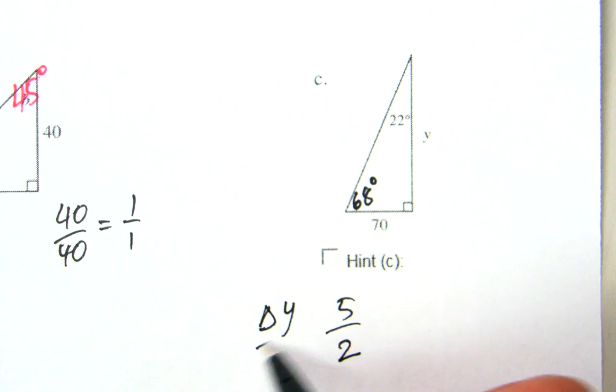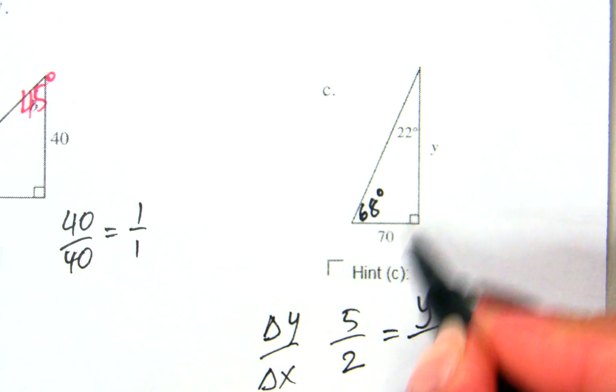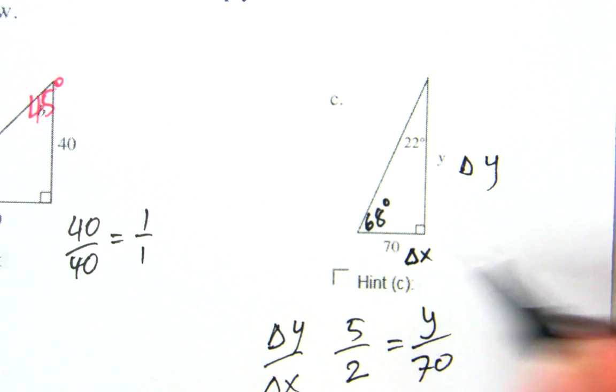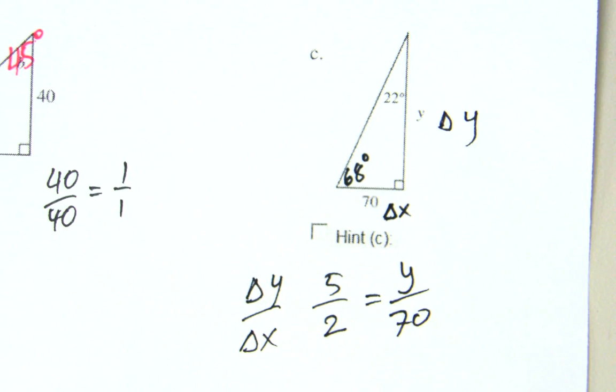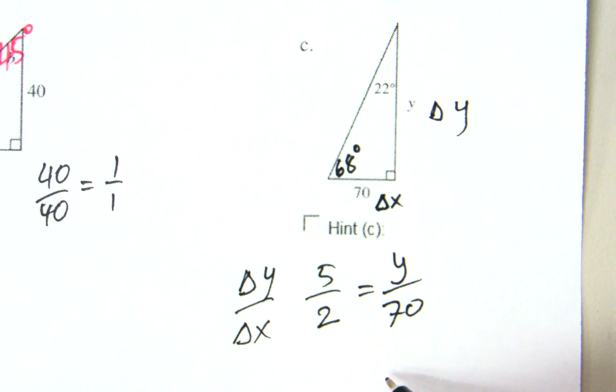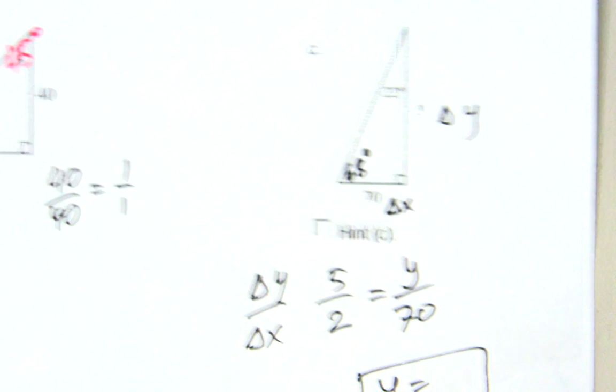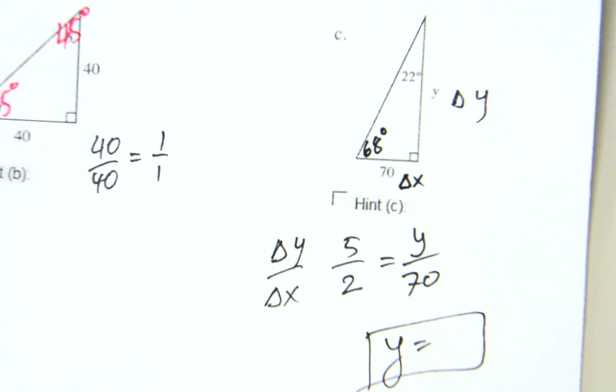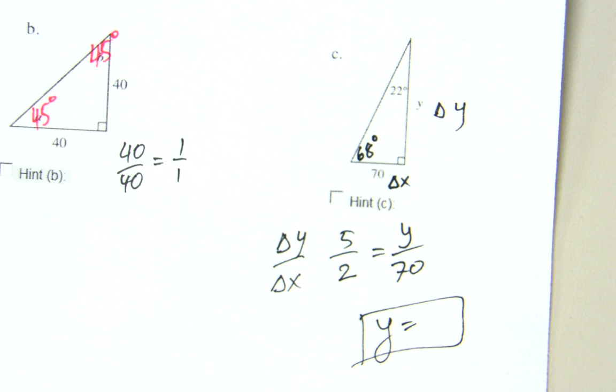So change in y over change in x. And this is y over 70, because this is your change in y, this is your change in x. And basically just solve what you can and find a value of y. Okay? All right, that was number 83, and you'll see many more of these to come, I promise.